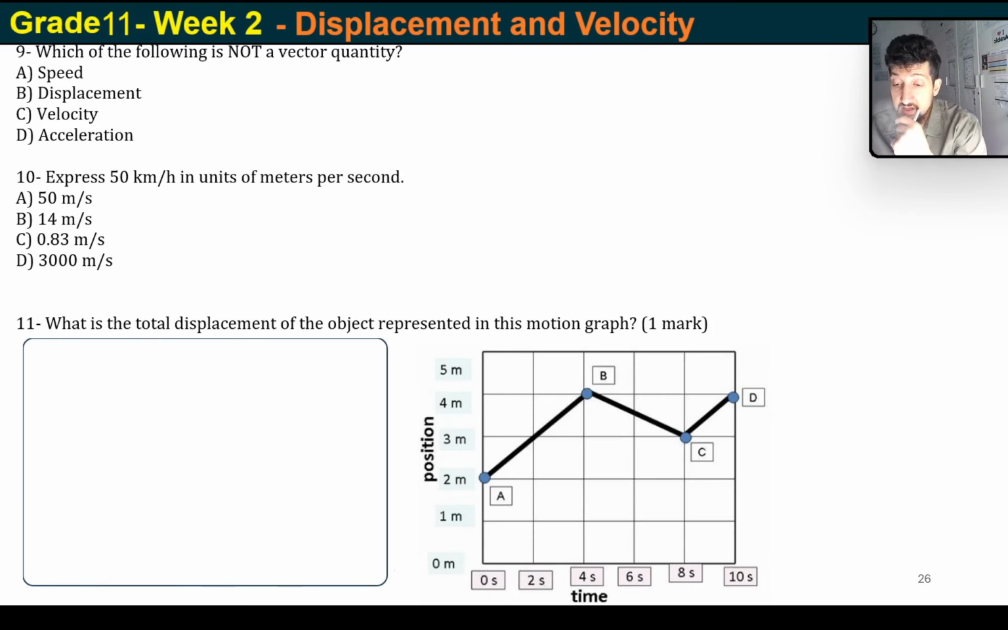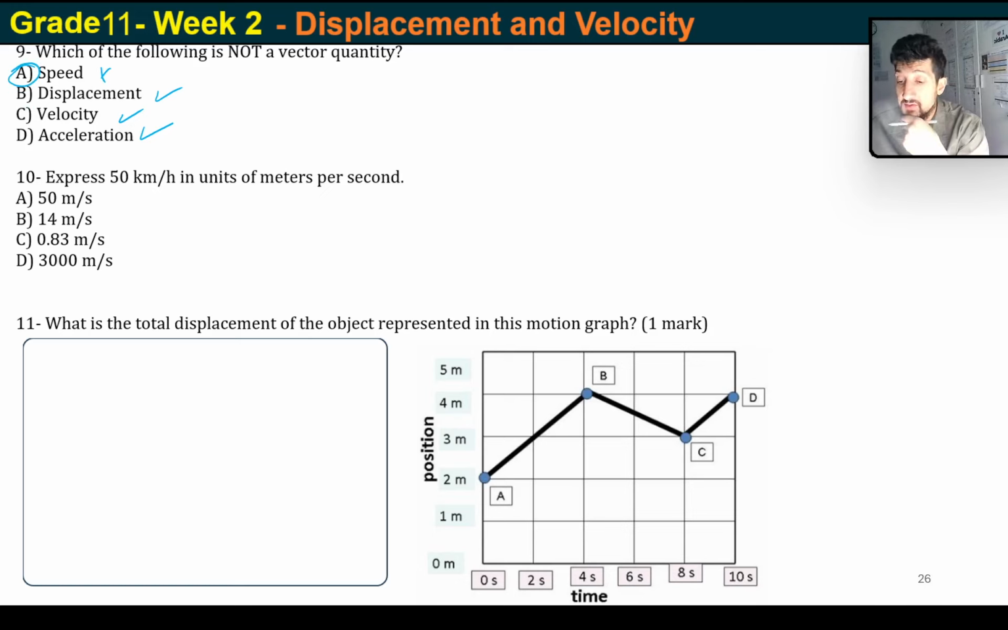Which of the following is not a vector quantity? We know displacement is a vector quantity, velocity is a vector quantity, acceleration is a vector quantity. What about speed? Speed is not a vector quantity. It doesn't have a direction. It's simply just the size. So that is in fact the answer because it's wrong.